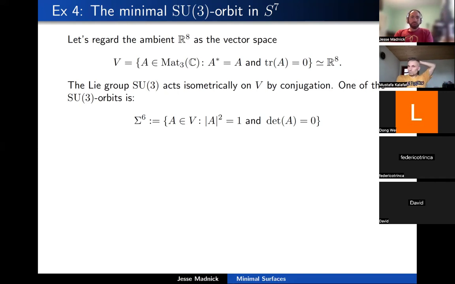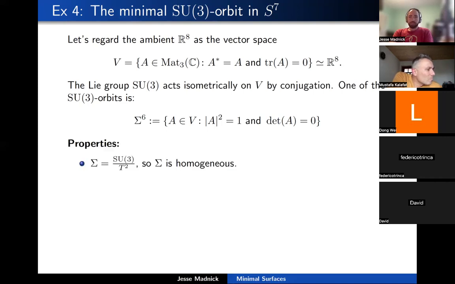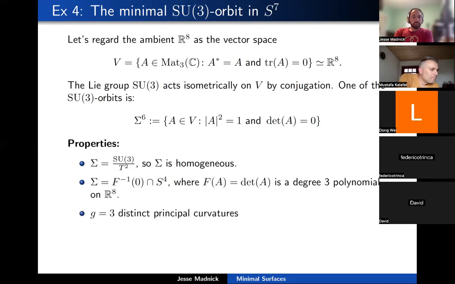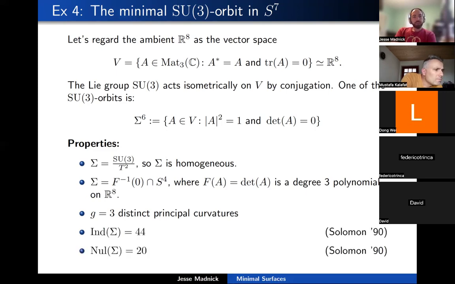And one of those SU3 orbits is the set of those with square norm 1 and determinant 0. This is a 6-dimensional minimal hypersurface in the 7-sphere, and it is homogeneous. SU3 acts transitively on it because it's an SU3 orbit. The stabilizer is T2. And once again, it is cut out by a polynomial. This is a typo, that S4 should be S7. So it's cut out by the 7-sphere and the level set of this, again, degree 3 polynomial. Again, there are 3 distinct principal curvatures. The index has been computed to be 44 and the nullity is computed to be 20.